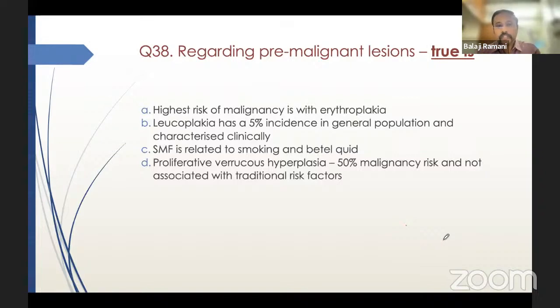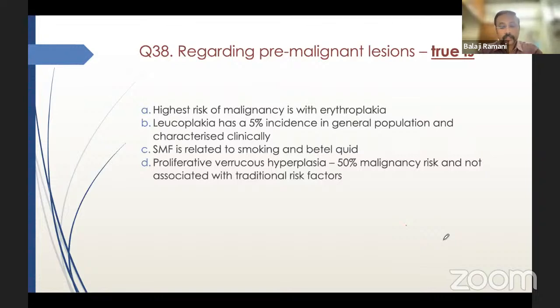Okay, so now, which premalignant lesion has got the highest risk of malignancy? I have put here that the highest risk of malignancy is with erythroplakia. So if it is not erythroplakia, then which has got the highest risk of malignancy? Yes, so it is the speckled leukoplakia or speckled erythroplakia. Both of them mean the same. Speckled erythroplakia or speckled leukoplakia, both of them mean the same. So that has got the highest risk of malignancy. Let there be no doubt among this.